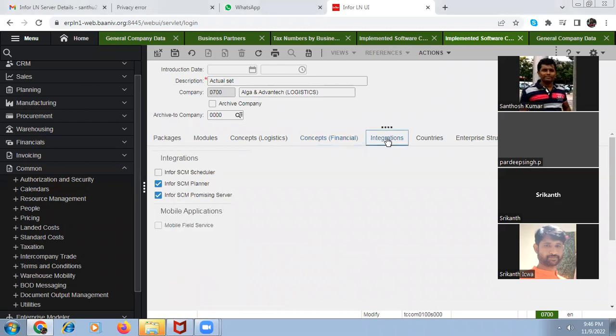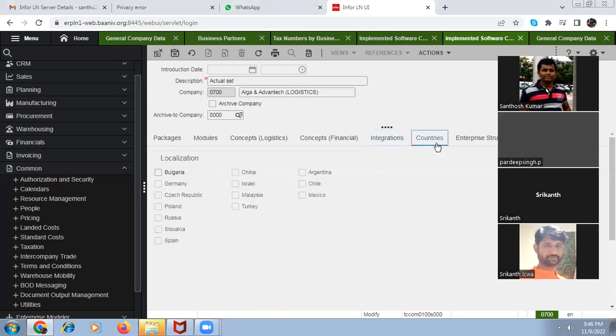And these are the integrations for SCM scheduler, SCM planner, SCM promising service. I really don't know what kind of applications these are. Localization: which localizations are needed to configure? This is a complete standard product, so do not go for it. I do not know the specific localization functionalities either.